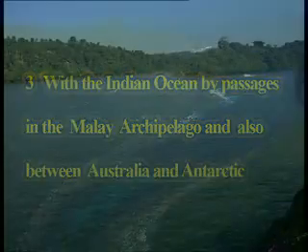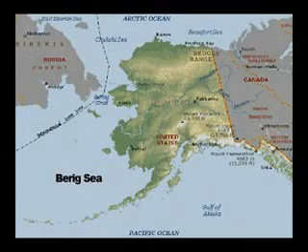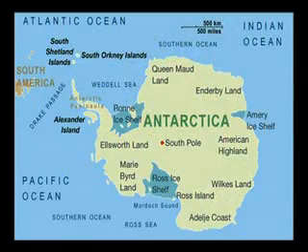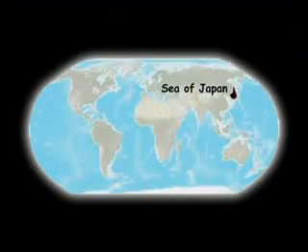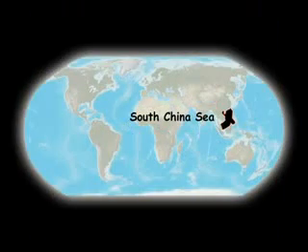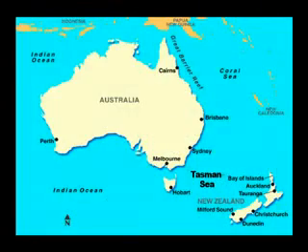The principal arms of the Pacific Ocean are the Bering Sea in the north, the Gulf of California in the east, the Ross Sea in the south, and the Sea of Japan, the Yellow Sea, East China Sea, South China Sea, and the Sea of the Philippines and the Tasman Sea in the west.